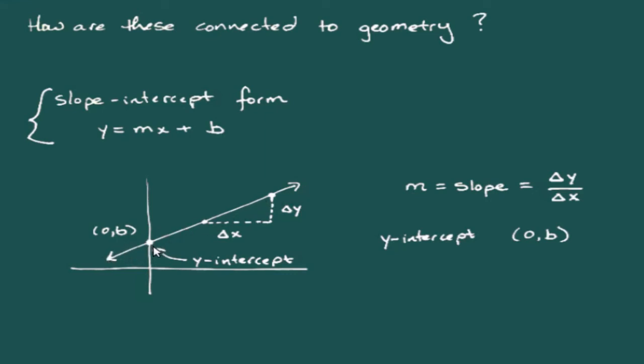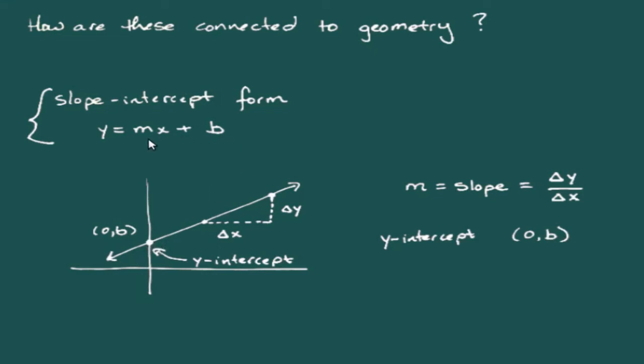And then we've got a y-intercept, and remember that the y-intercept is just the point at which we cross the y-axis. Well, that's actually given by the point (0, b). And so what does b tell us? b tells us the value at which we cross the y-axis.